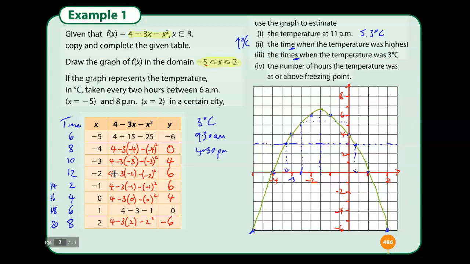The number of hours the temperature was at or above freezing point. Well, it was at or above freezing point between 8 o'clock and 6 o'clock. Okay, you can see that here. So 6 o'clock and 8 o'clock. So it's a case of just working out the time difference between 6 o'clock in the evening and 8 o'clock in the morning. So 1800 hours minus 8 is 10 hours. So it was 10 hours it was above 0 degrees C.